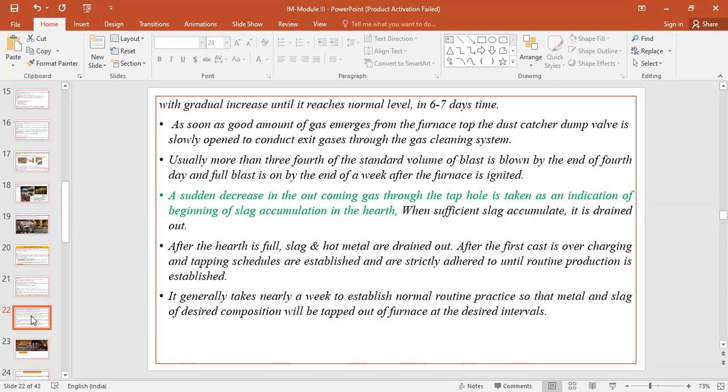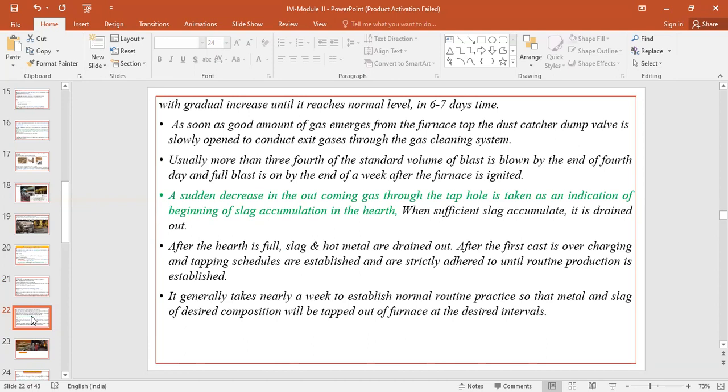So once a good amount of gases is emitting from the top of the furnace, the dust catcher, damper valves, the uptake and the downcomer, those valves will be opened, so that the exit gases can pass through the gas cleaning systems. Usually more than three-quarters of the standard volume of the blast is blown by the end of the fourth day, and full blast is on by the end of the week after the furnace is ignited.